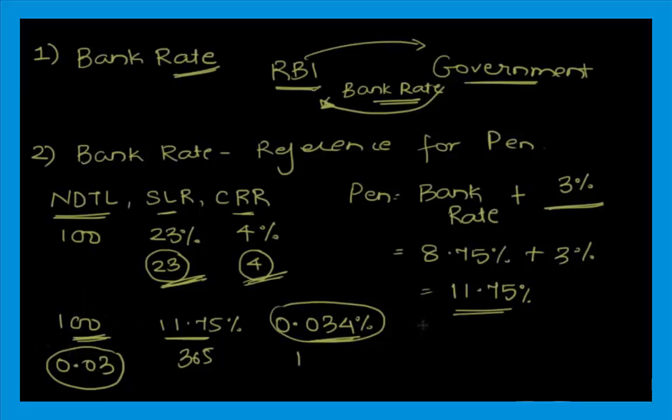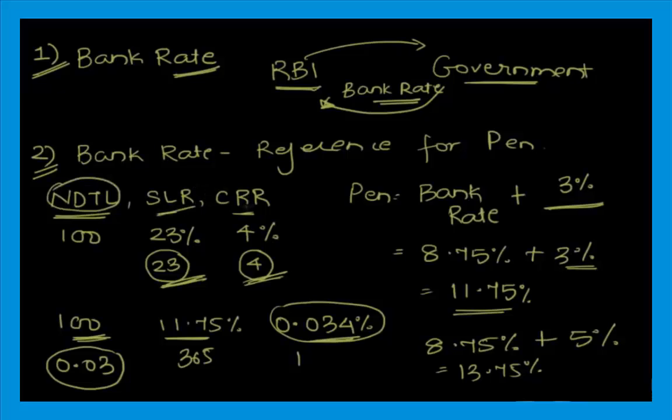Suppose the bank is not able to fulfill the SLR and CRR requirements for 2 days. After the first day, the penalty is increased from 3% to 5%. So for the second day, the penalty is going to be 8.75%, which is the bank rate, plus 5%, which is 13.75%. So the first use is that the bank rate is the rate at which RBI lends money to the government. The second is that it is used as a penal rate to charge for shortfall on the SLR and CRR requirements by the commercial bank.